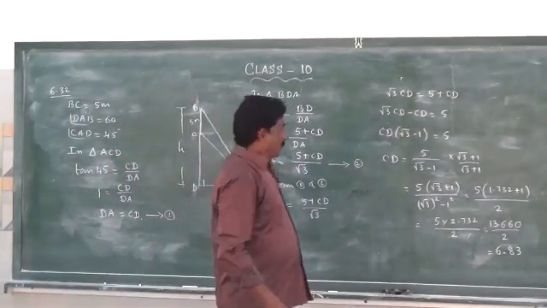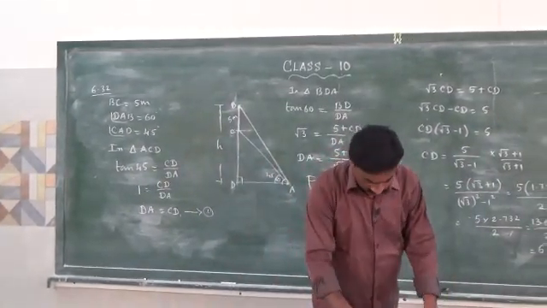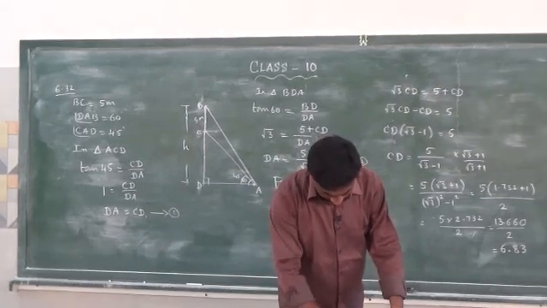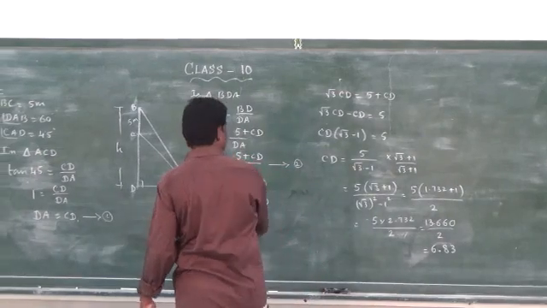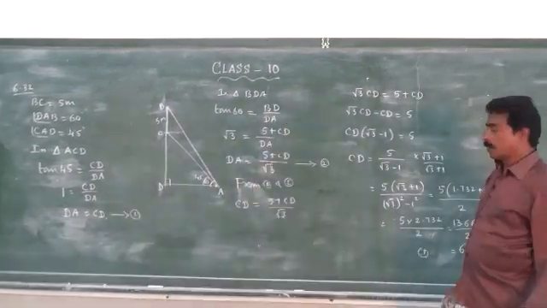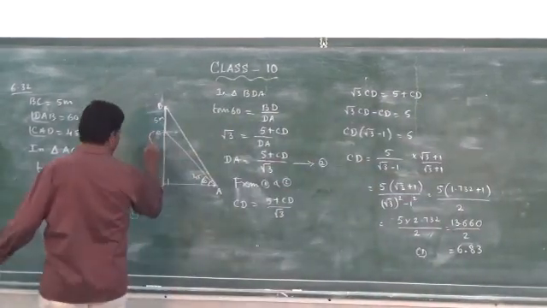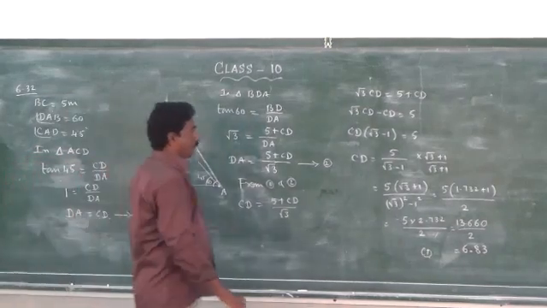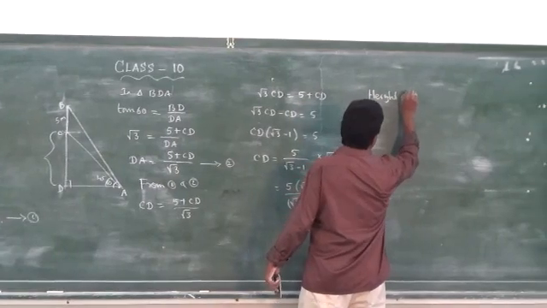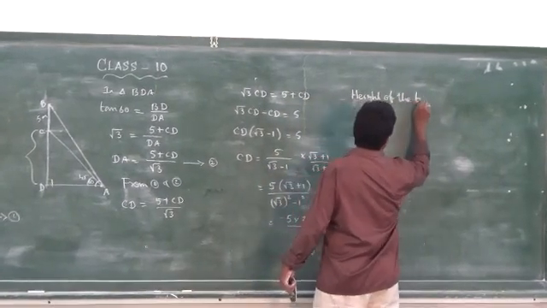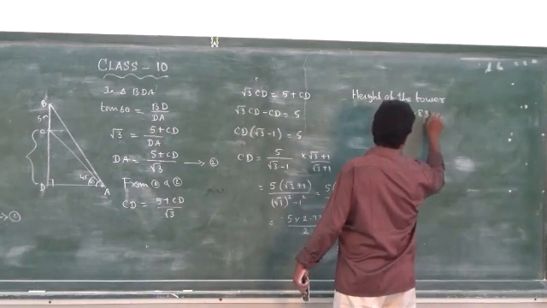What is CD? CD is this part. What you have to find? You have to find BD. Therefore, BD equal to, so height of the tower. So CD equal to 6.83. What is CD? CD is our tower. So therefore, height of the tower is equal to 6.83 meter.